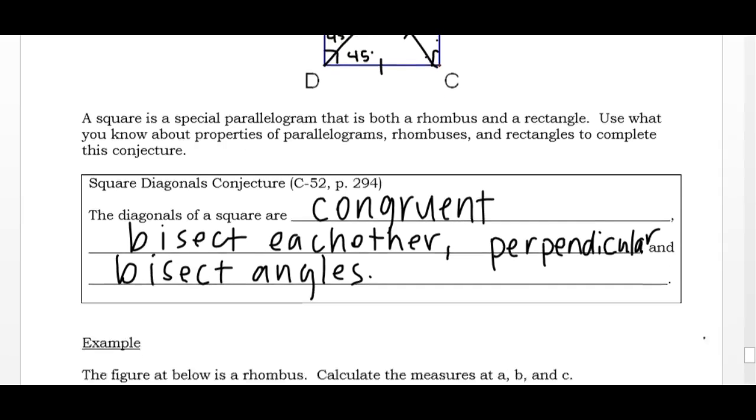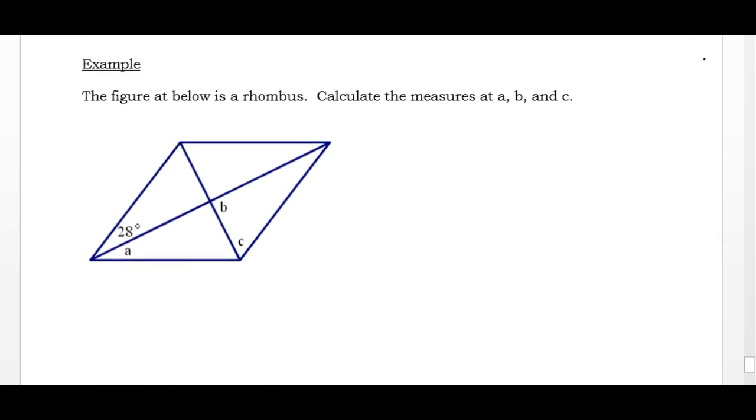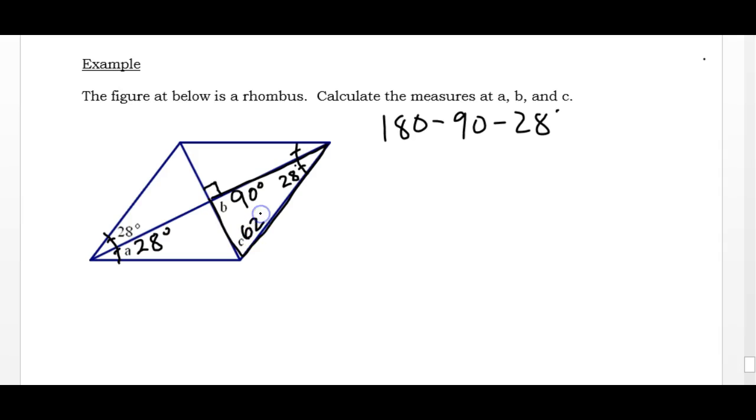I have one example, just a rhombus, but we're going to use that information to try to figure out the measurements of A, B, and C. Because this is a rhombus, I know that this angle here has been bisected by that diagonal, which means I know that A is 28 degrees. They are congruent. I know that a diagonal would form a perpendicular with the other diagonal, so I know B is 90 degrees. And I'm going to utilize the information that this angle and this angle are congruent to tell me that that's 28 degrees. And now I can use this right triangle here to figure out my measurement for letter C. That would be 62 degrees for letter C.